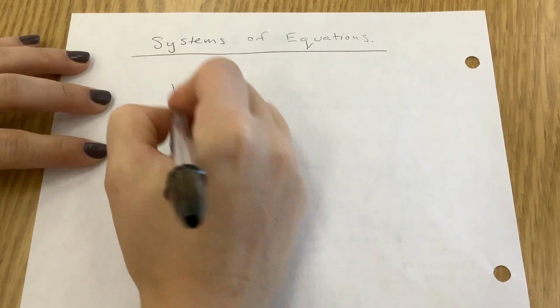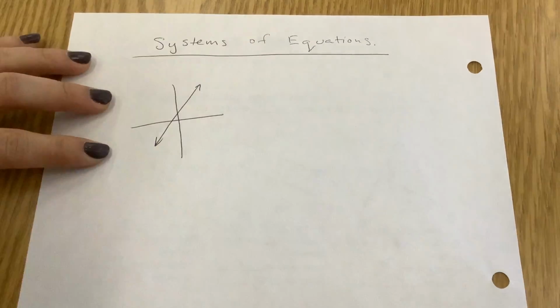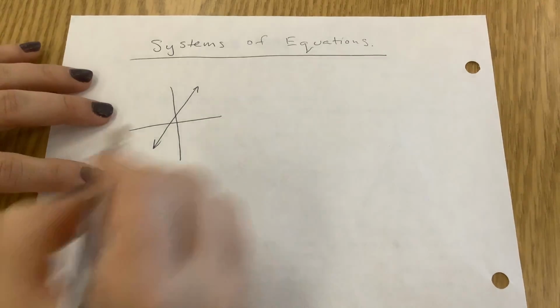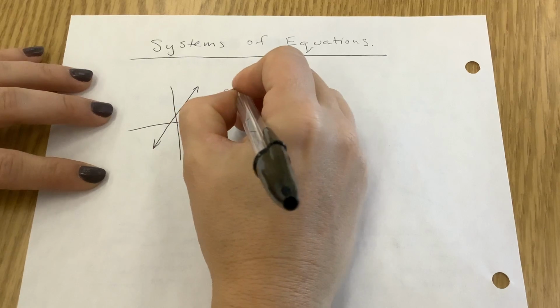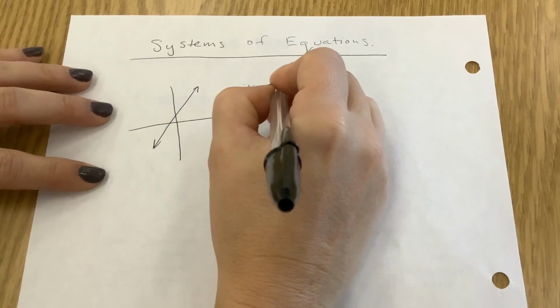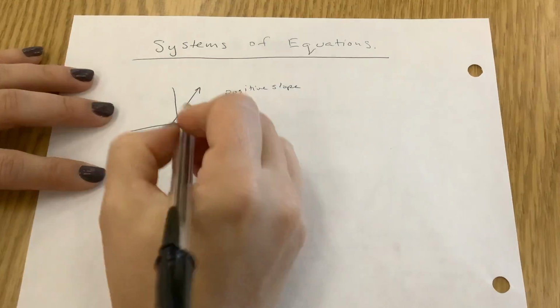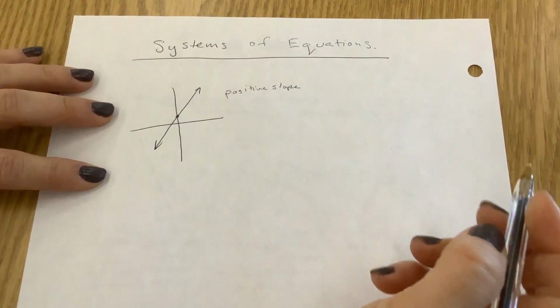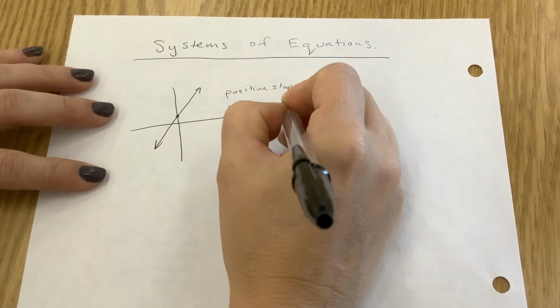So if we're looking at a graph of a line, we've talked about how to determine the slope and the y-intercept, right? Okay, so if you're looking at this graph, what type of slope is this going to have, positive or negative? Okay, so this one has a positive slope. And what type of y-intercept does it have? It's also positive because it crosses above the origin, right? So it has a positive slope and a positive y-intercept.